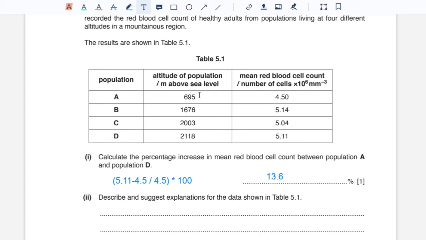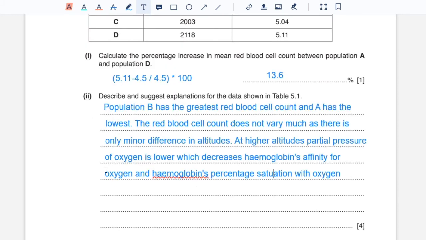1676 meters has the greatest mean red blood cell count, and A has the least red blood cell count at 695 meters. This could be because at higher altitudes the partial pressure of oxygen is lower and less oxygen is inhaled into the lungs. It decreases the percentage saturation of hemoglobin with oxygen as its affinity for oxygen has decreased.